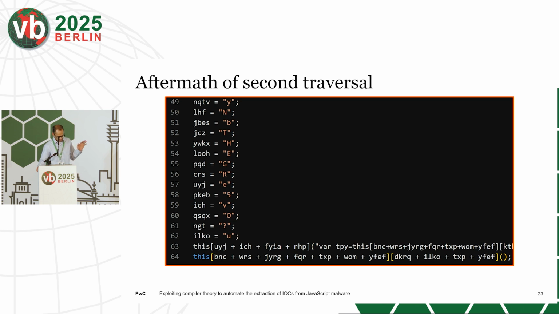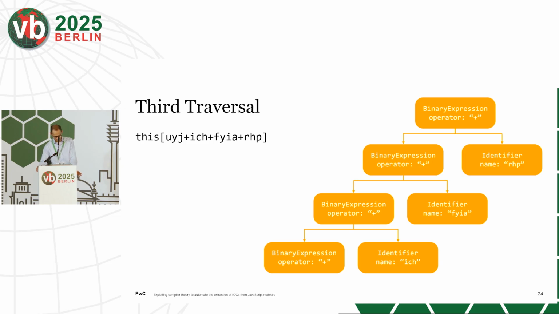So if we take a small portion of line 63, the way it's represented in AST format is by a left-heavy tree of nested binary expressions. Each binary expression represents a plus symbol, and then the variable itself is stored on the right in reverse order. So we have RHP, FYIA, IC, and that's because the tree is traversed in a depth-first manner.